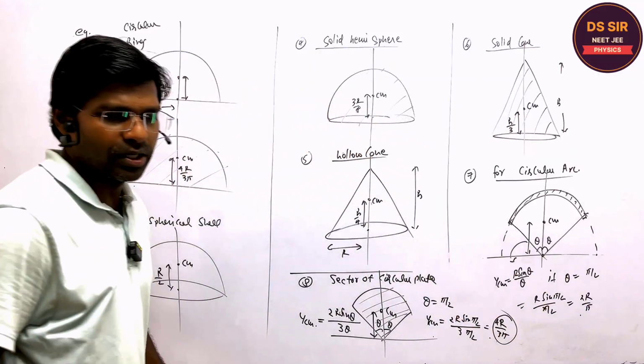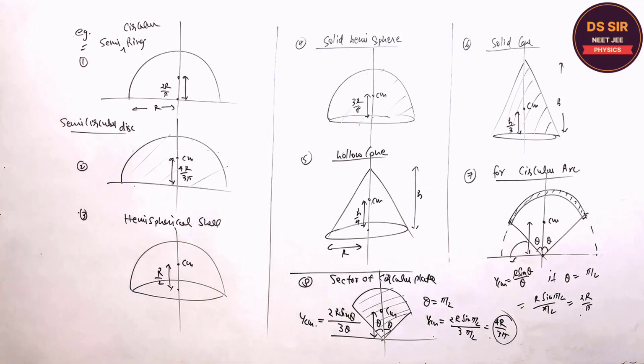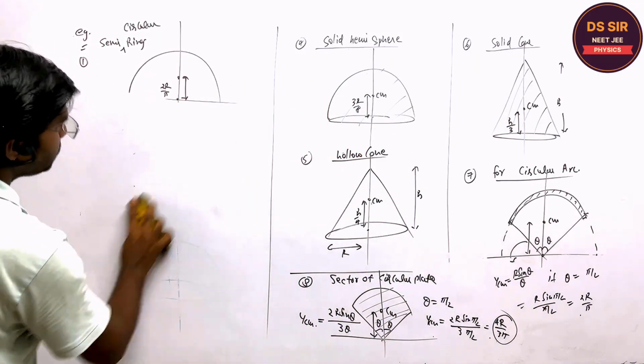For the semicircular ring, this is the answer, right? So you can copy. Okay, beta.